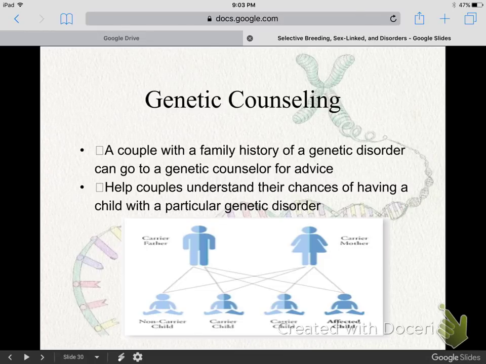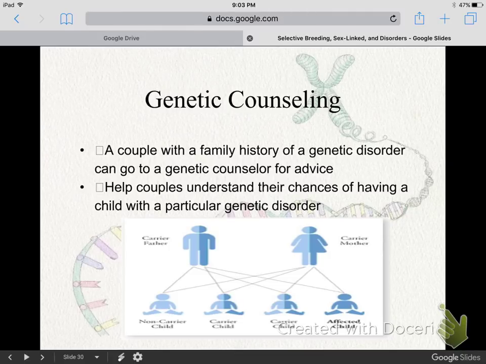There's something that is actually used whenever you are deciding to have children. You can go through genetic counseling to help couples understand their chances of having a child with a specific genetic disorder and how you could possibly carry that on. And a couple with a family history of a genetic disorder can go there for advice, not only to see how the likelihood of passing it on would be, but also on how to cope with the fact that if you did pass that on to your child.